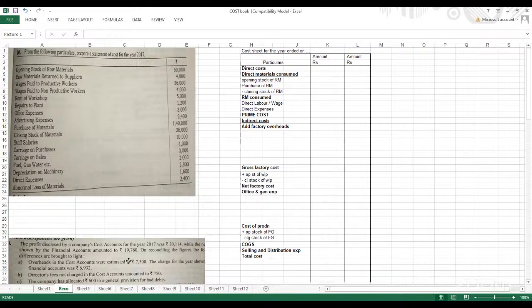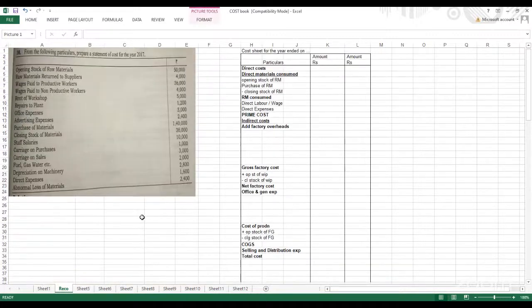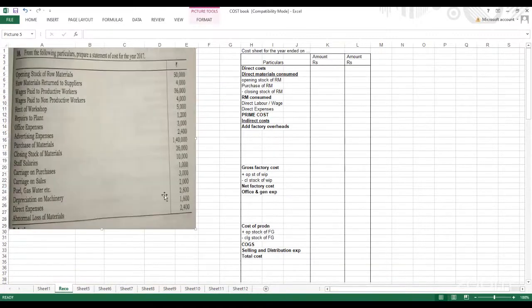So I have taken one small sum on cost sheet. You can see on the left hand side of my screen, a table is given in which all the expenses are given. Now, how to present this in cost sheet format?